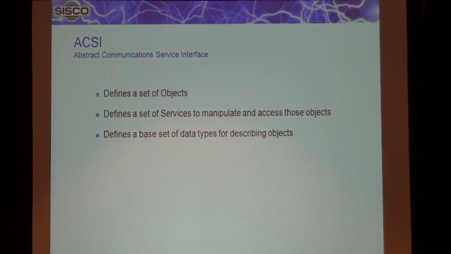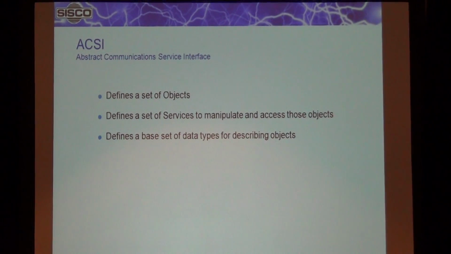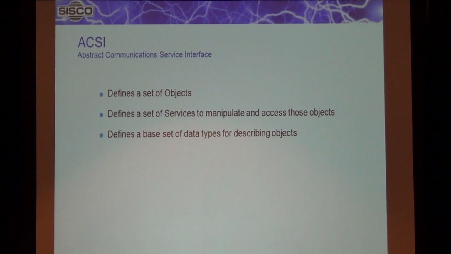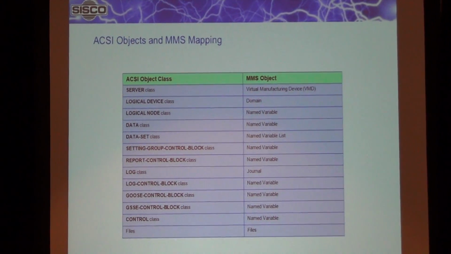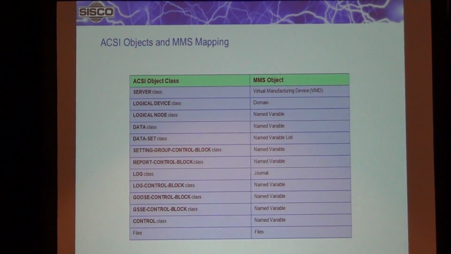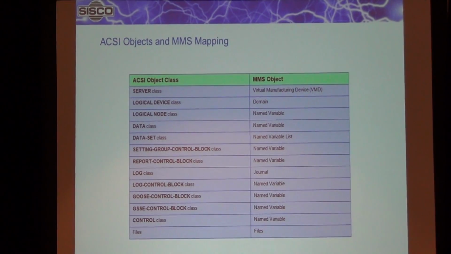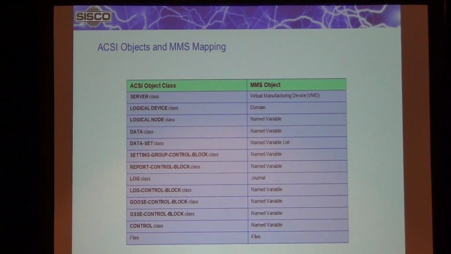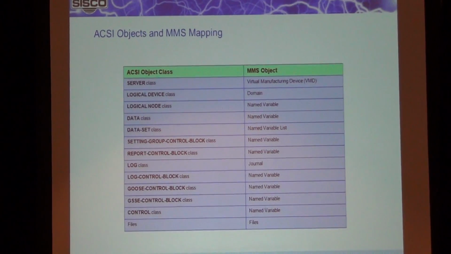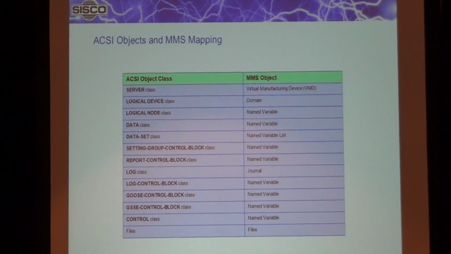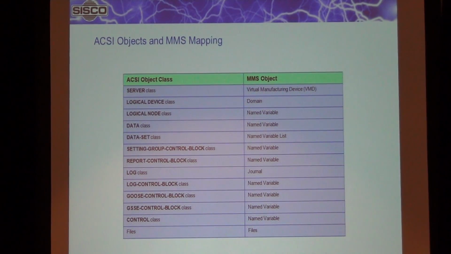So we start with a set of objects, a set of services to manipulate those objects, and some types for describing these objects. And I'm not going to go into too much detail about all the types and such, but just to give a brief overview of what some of these objects are, you have definitions of the servers, logical devices, logical nodes, etc. Report control blocks, setting control blocks. The concept of a control block is pervasive in 61850, where anytime a client wants to access a function within the device, its interaction is with a control block.